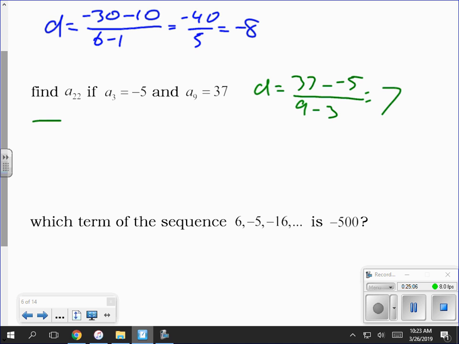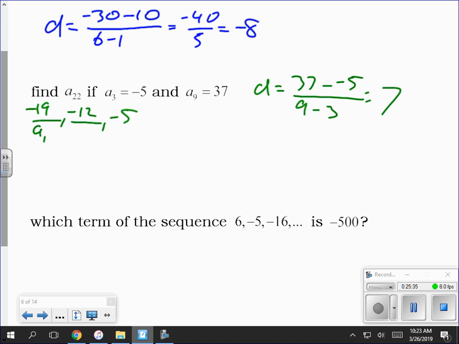So I've got the first term, second term, and my third term is -5. If I go backwards, I would be subtracting 7, right? To go forwards, I would add 7. To go backwards, I do the opposite. I subtract 7. So I subtract 7 from that, gives me -12. Subtract 7 from that, I get -19. That's my first term. It's probably the easiest way to do this particular one.